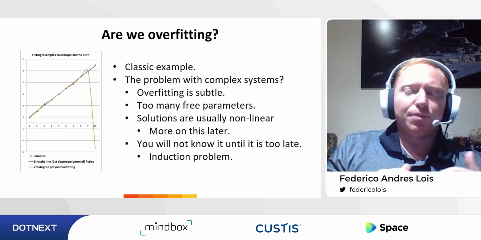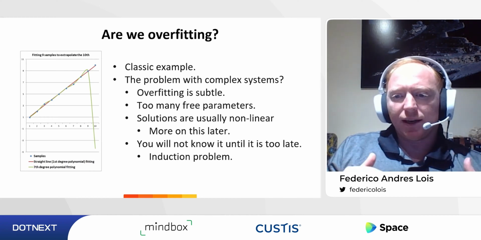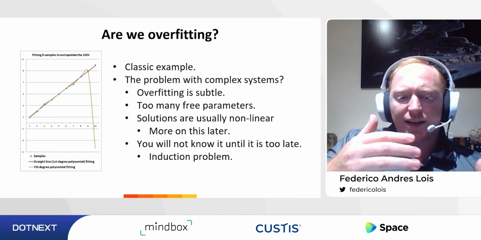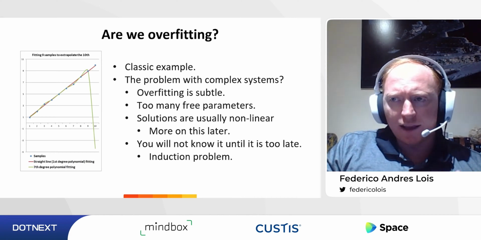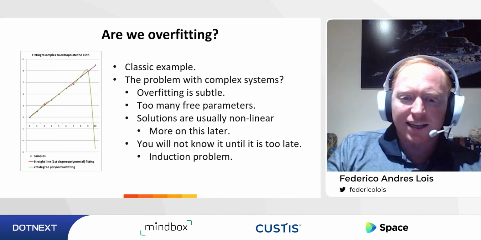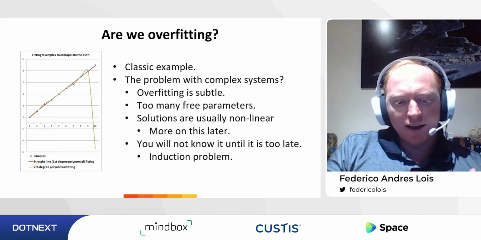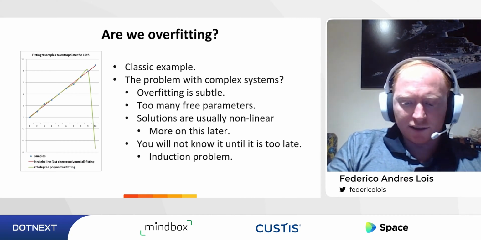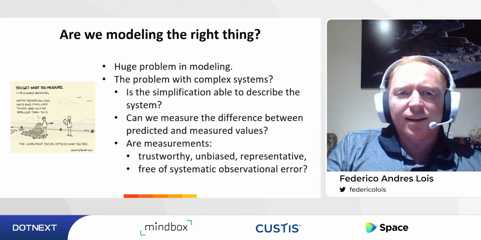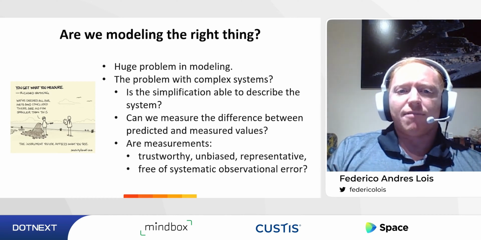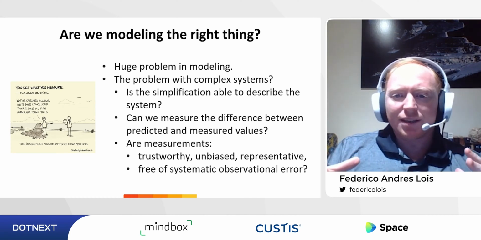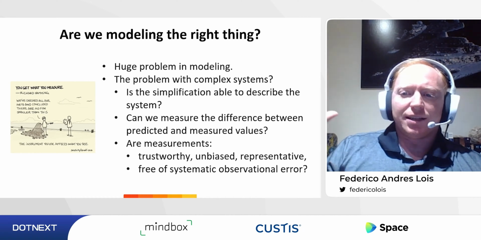So when you design a public response to something, it's also modifying the behavior of your system. So induction gets pretty difficult in those systems. The other thing is understanding if we're actually modeling the right thing, because in complex systems, you may be simplifying something.